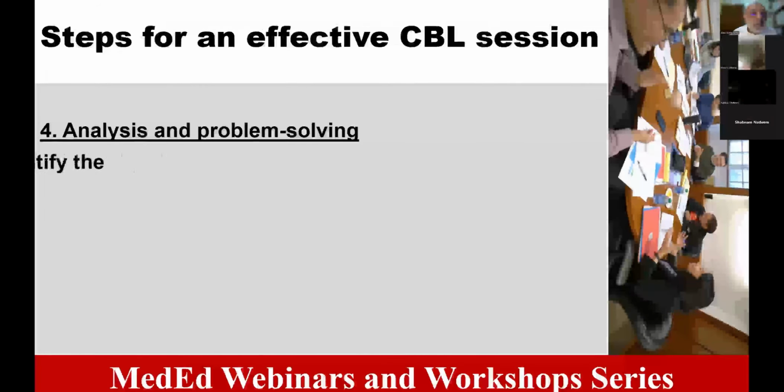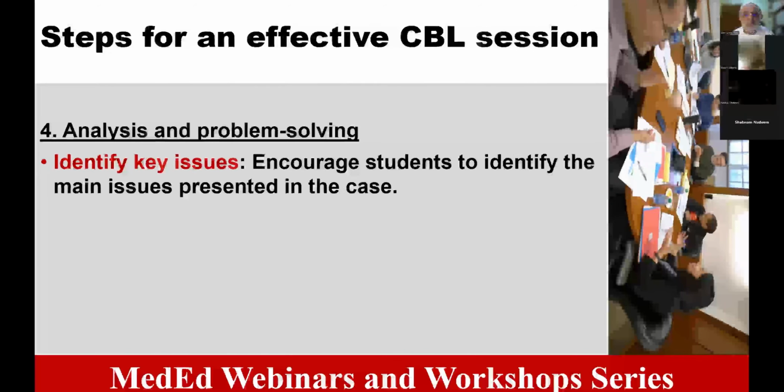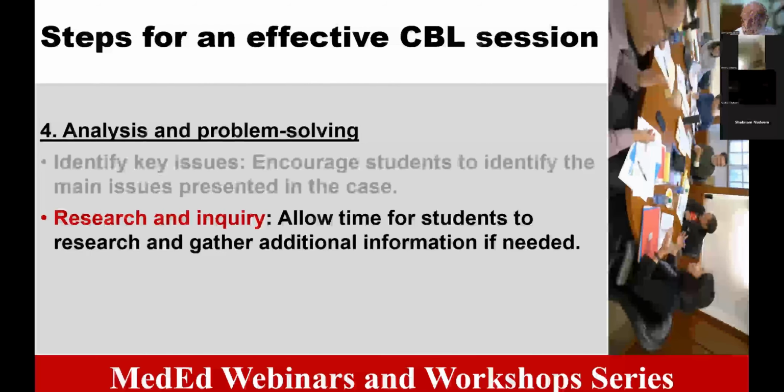So, analysis and problem solving. When these groups are working together, they are encouraged to identify the main issues presented in the case. And this is what we actually do: we allow students to access the information, because this is a case-based learning session. This is not an examination. So they are applying their previously acquired knowledge, but they identify that there is a gap, they need some new information. So they discuss with each other, and they may have to look at the literature.